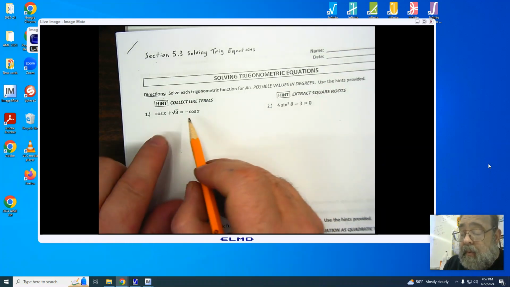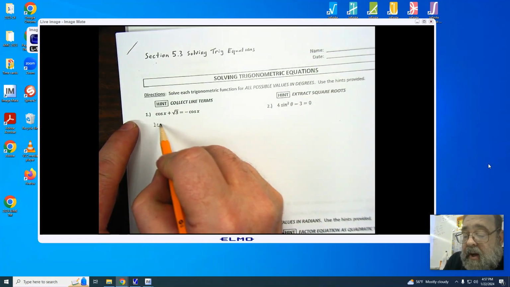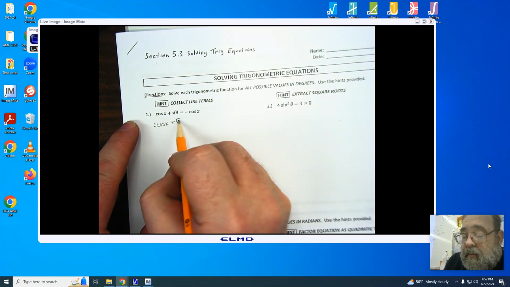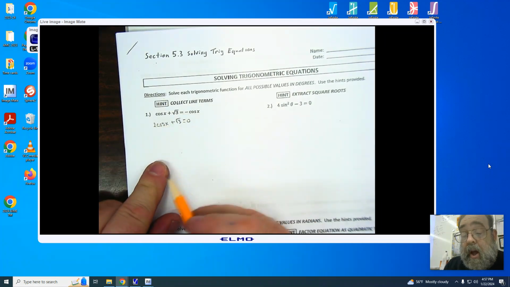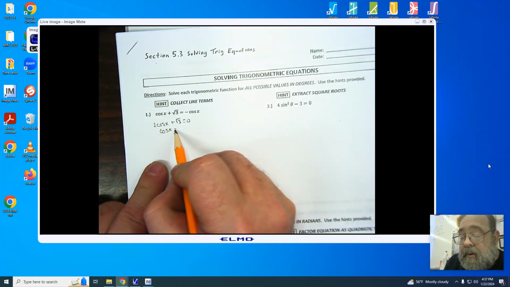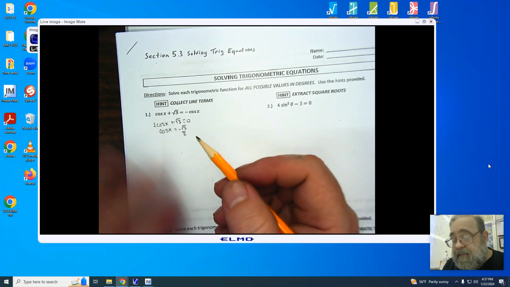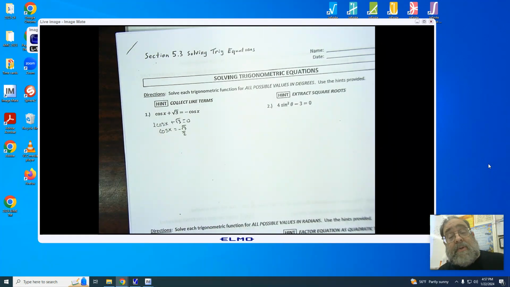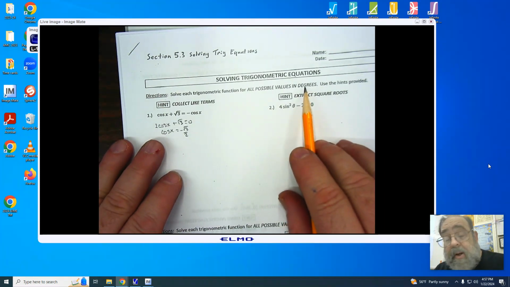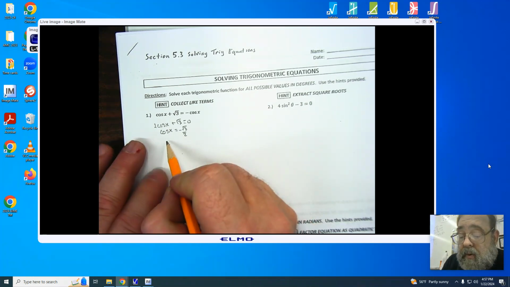So we're going to start by adding cosine to both sides so that we have 2 cosine of x plus root 3 equaling 0. I'm now going to solve for my cosine. Cosine of x equals negative root 3 over 2, and I'm now asking myself, when in the first quadrant is cosine root 3 over 2? Well, in degree mode, that's a 30-degree angle, or pi over 6. So I'm looking at 30 degrees.